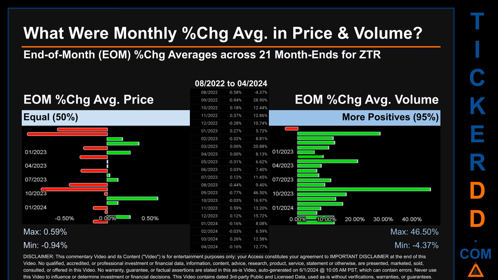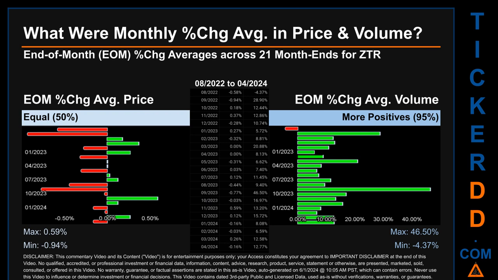What were end-of-month percentage change averages in price and volume for ZTR? The monthly average of percentage change in price and in volume were calculated for each of the 21-month ends. That calculation took daily percentage changes and averaged them for each given month. If a month end came out negative, then it means that the month summarily saw a negative change.